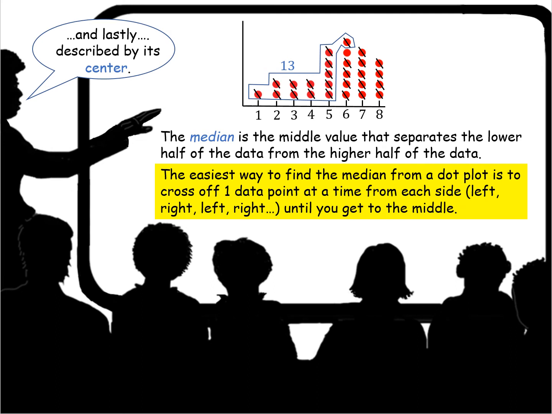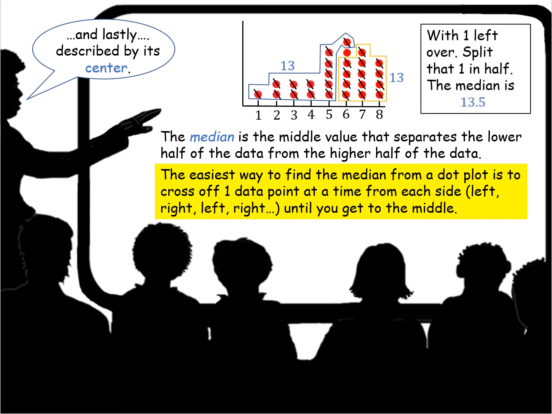If I did it in groups, I could see that 13 and 13 would yield 1 in the middle. That 1 left in the middle, in order to be on both sides, we'd have to split in half. So therefore, the median would be 13.5.